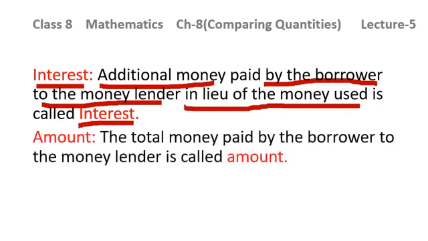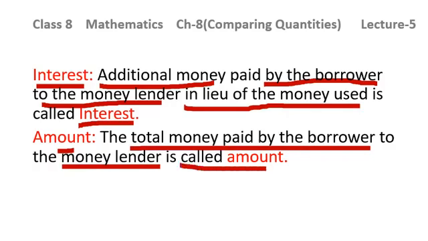Amount. What does this amount mean? Amount, the total money paid by the borrower to the money lender, is called amount. We have talked about three terms here. Principal, the money which is being borrowed, lent or invested, is called principal. Interest is the additional money paid by the borrower to the money lender, or to the person from whom it is being borrowed, in lieu of the money used. Then comes the amount. The total money paid by the borrower to the money lender is called amount.